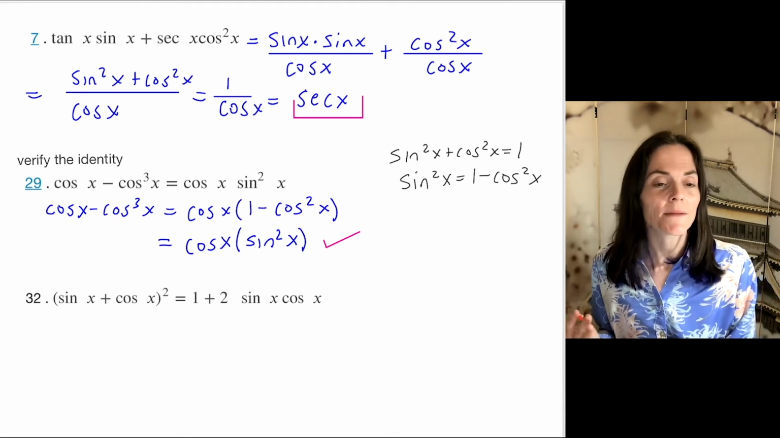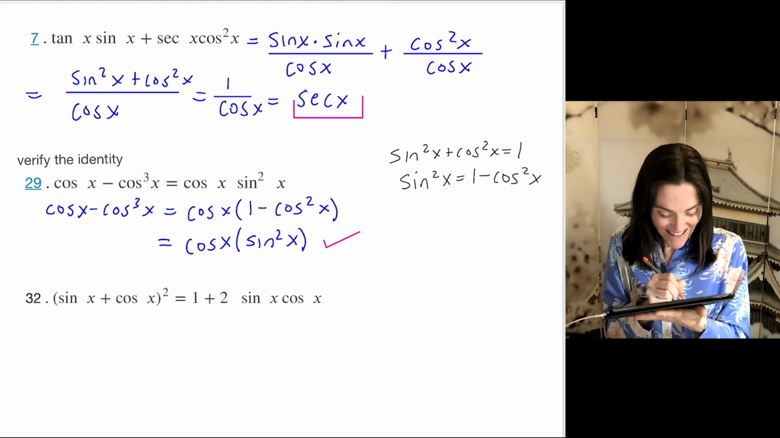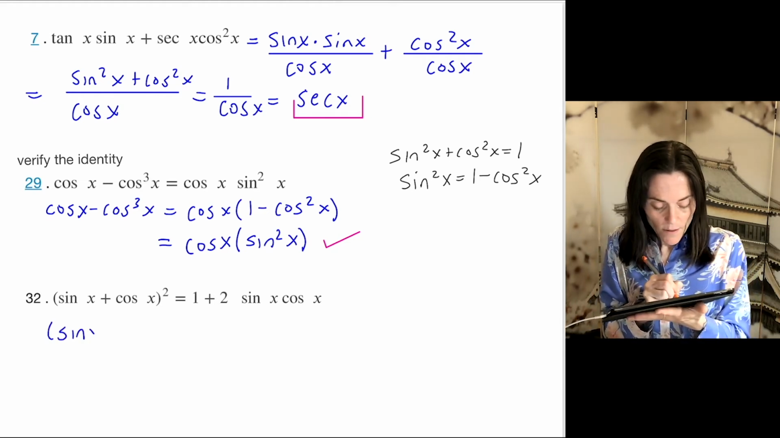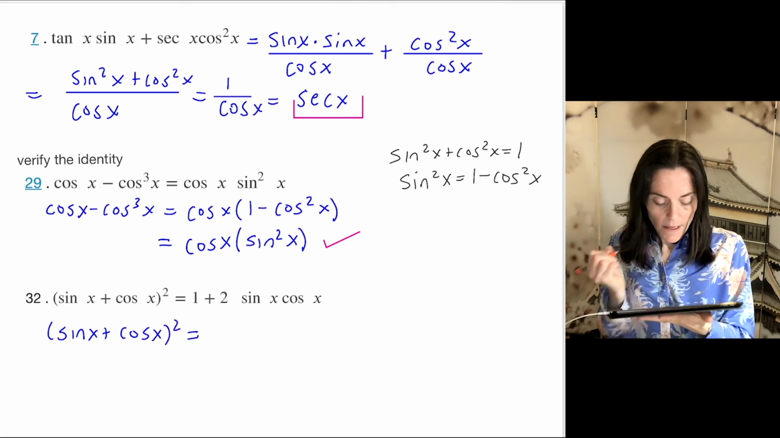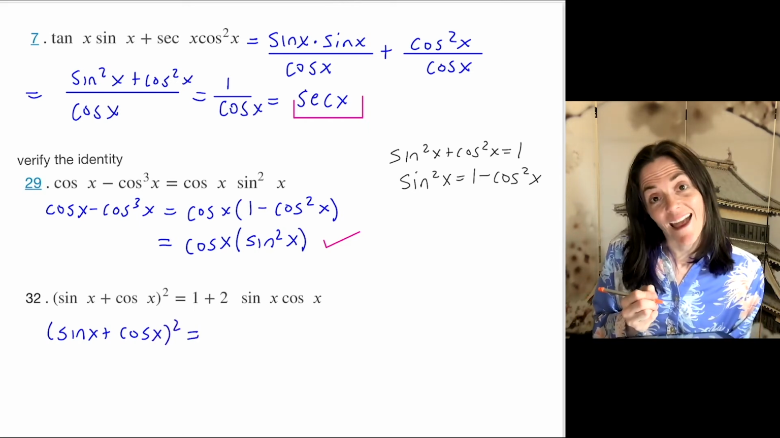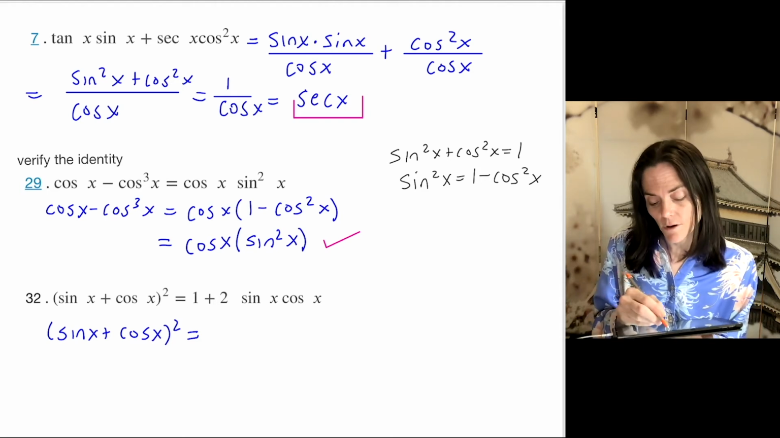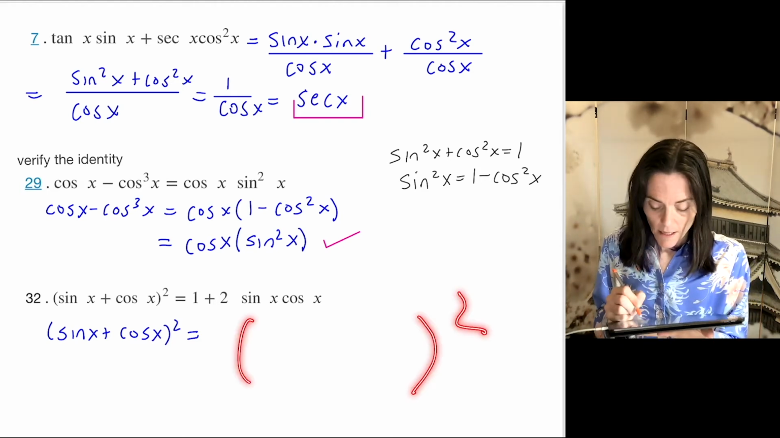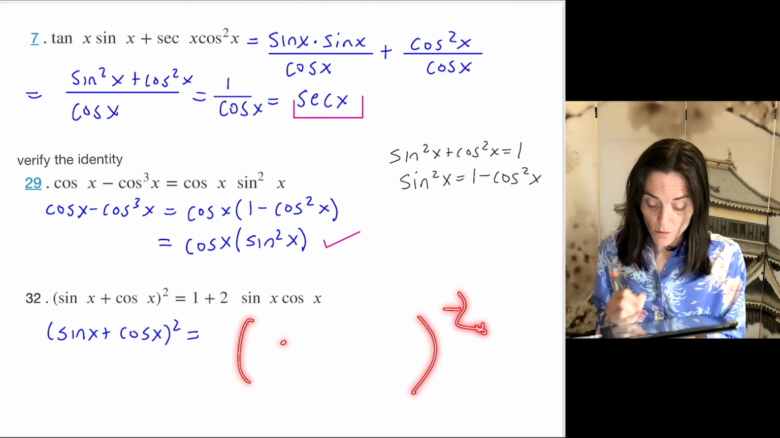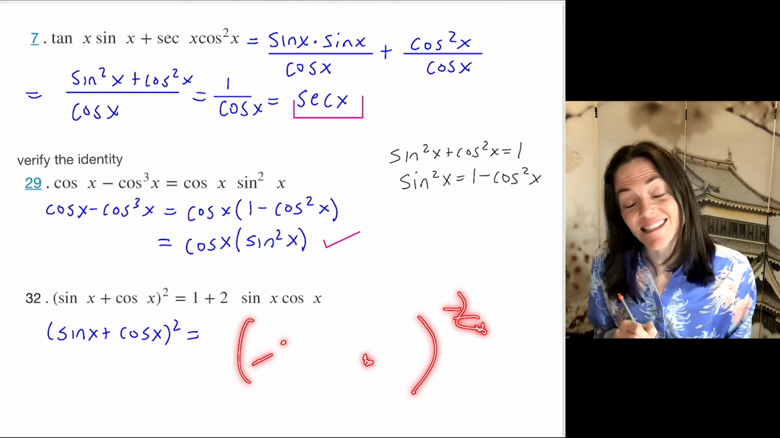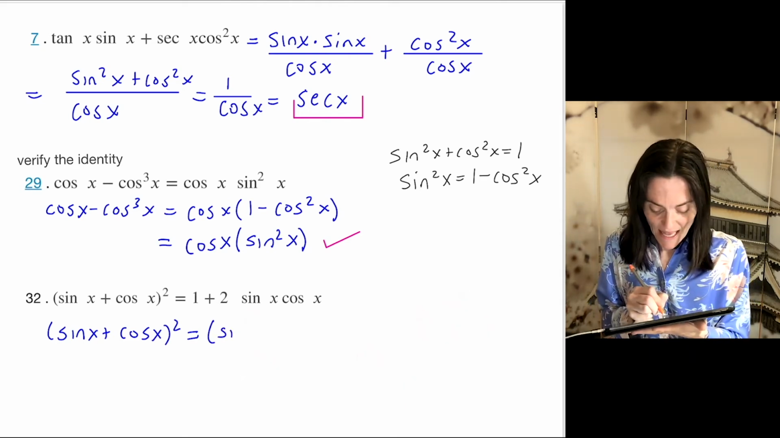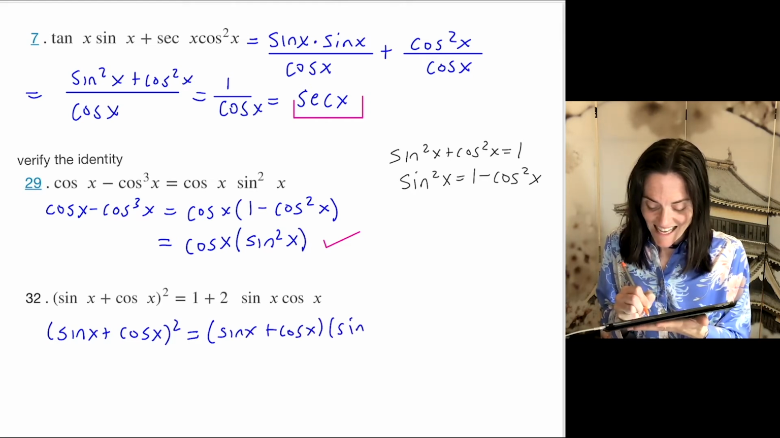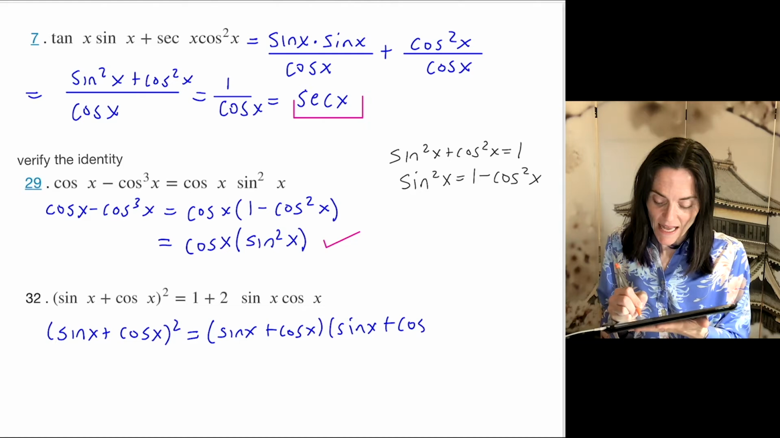Now, next one, once again, I'm going to start with the left-hand side. So the left-hand side looks like this. In this case, I'm going to multiply everything out, but you have to be careful because you cannot just distribute the squared across a parentheses. It does not work like this. Really, maybe I'll even do this in 2 steps. This is sine x plus cosine x times sine x plus cosine x.